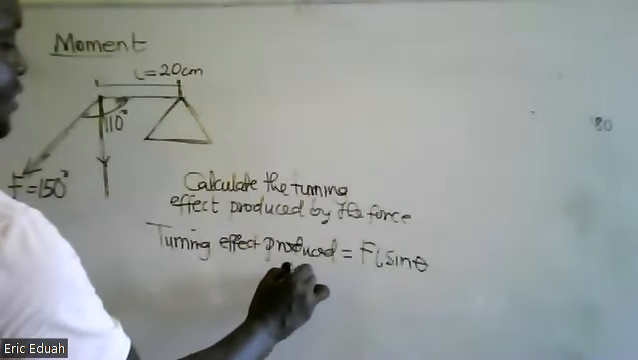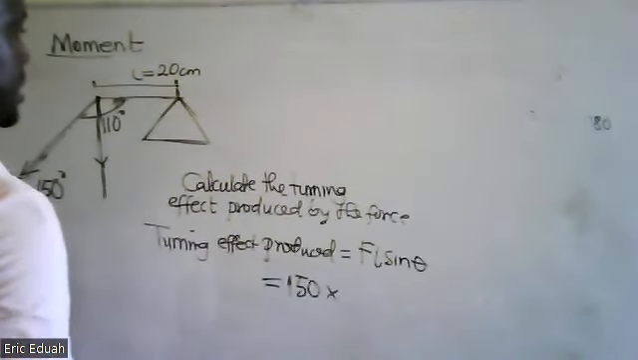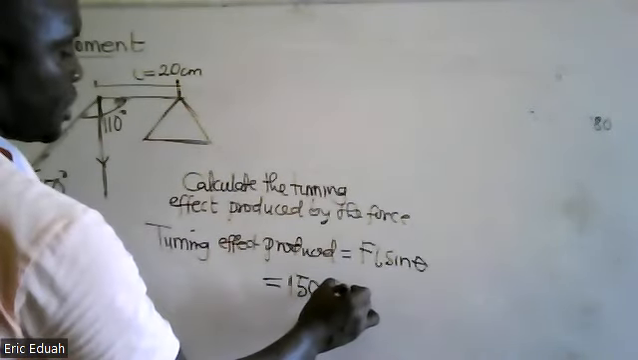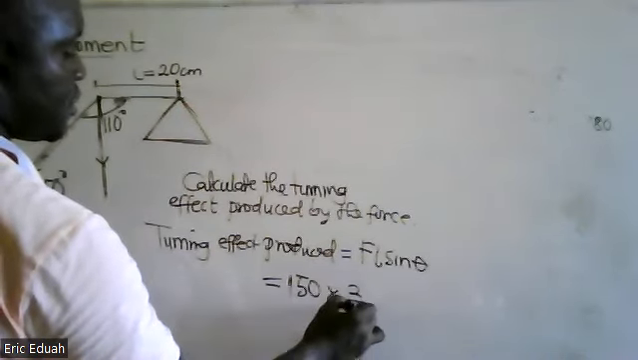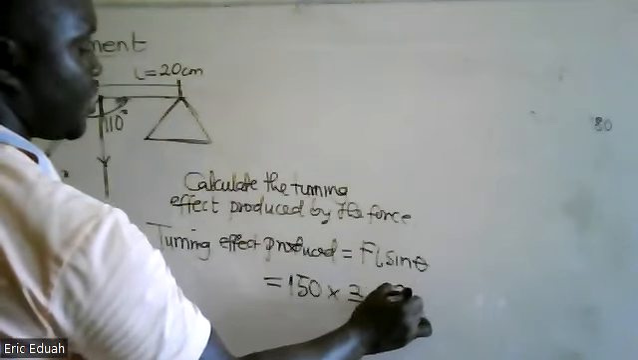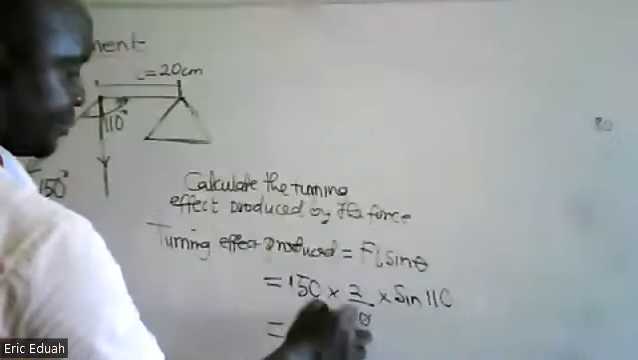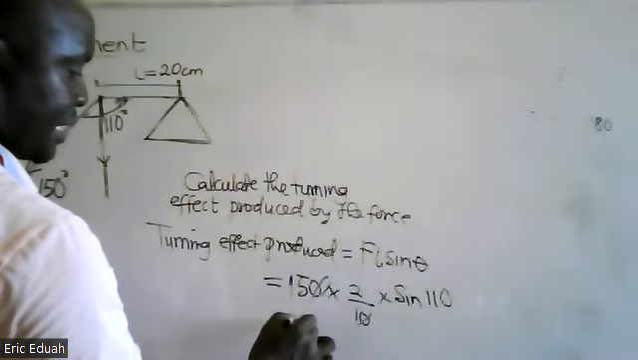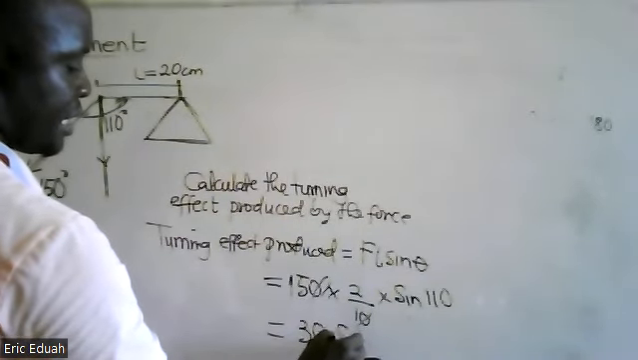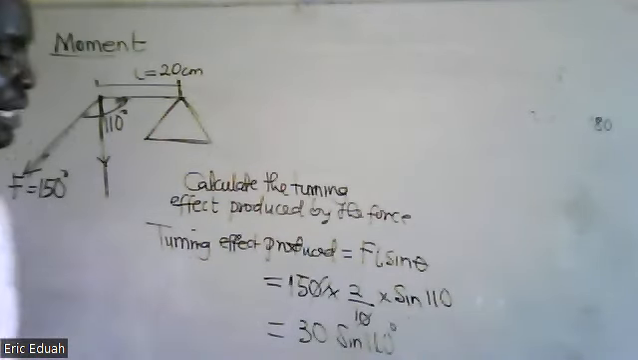The force is 150. The length is 20 centimeters, so 0.2, which is 10 times 2 times sine of 110. So you have 30 times sine 110. And this is equal to what? What is 30 times sine 110?